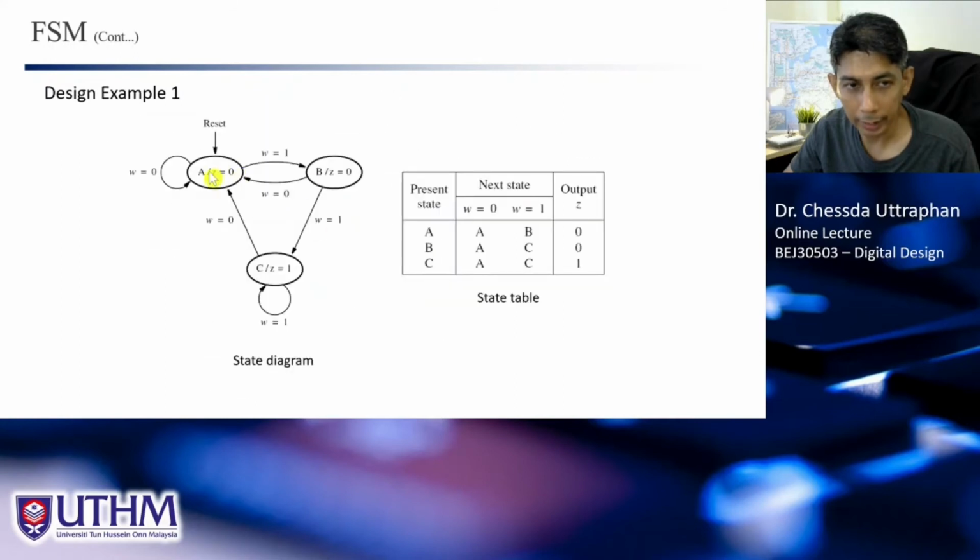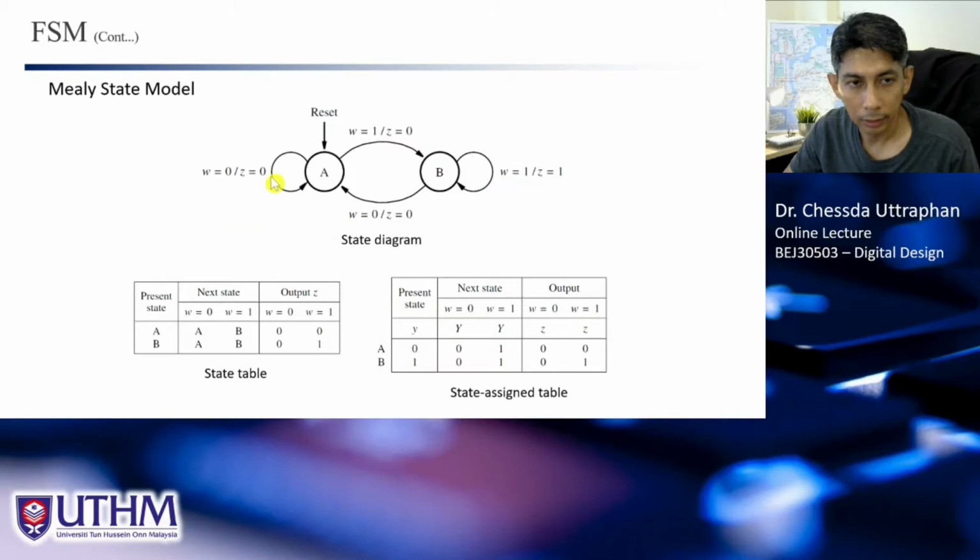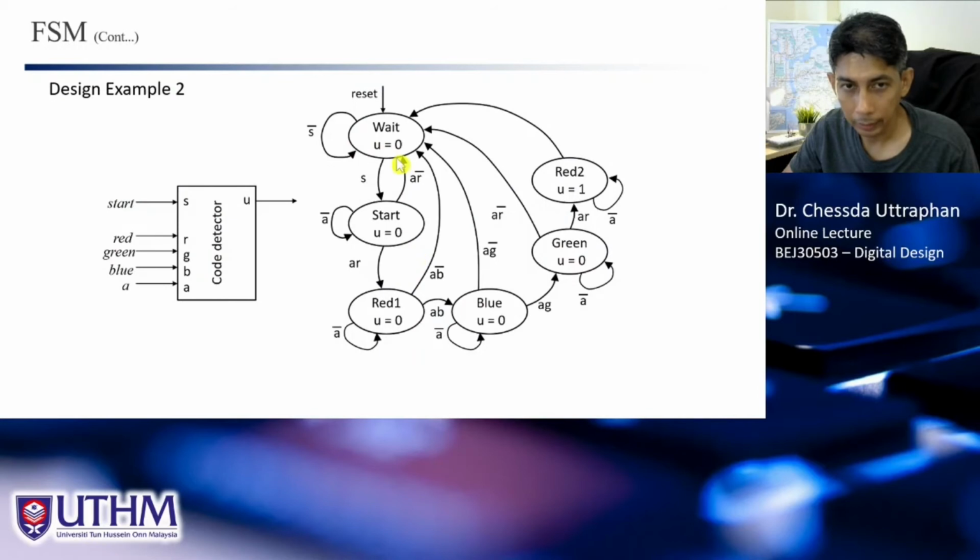The output here, Z, is inside the state. This is Moore. Here the output is outside the state, in the transition of the state. This is Mealy. Here the output is in the state, not in the transition. So this is Moore, right? So this is Moore type.